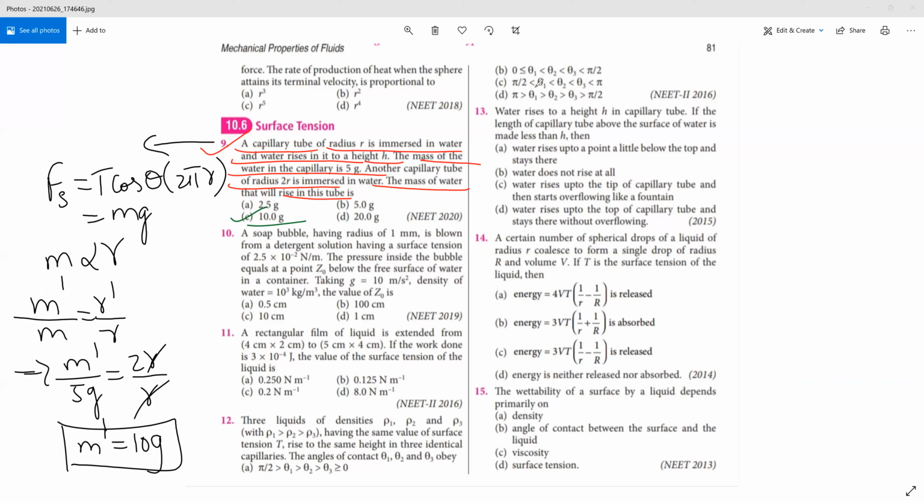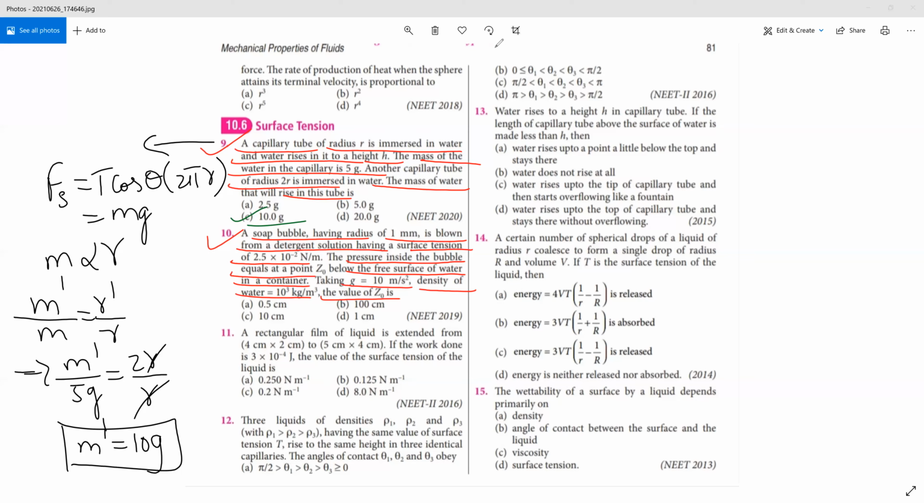So next, 10th one. A soap bubble having radius of 1 millimeter is blown from detergent solution having a surface tension of 2.5 into 10 to the power of minus 2 Newton per meter. The pressure inside the bubble equals the pressure at a point z0 below the free surface of water in the container. g value is 10 meters per second square. Density of water is 10 to the power of 3. The value of z0 is 0.5 centimeter, 100 centimeter, 10 centimeter and 1 centimeter. Four options are given.